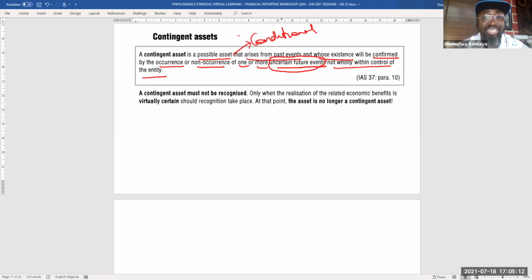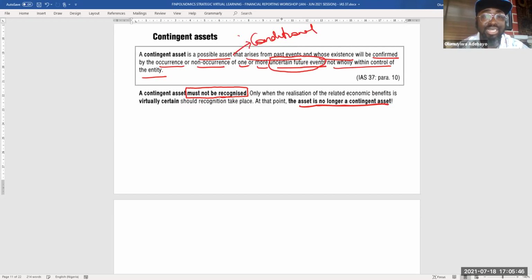And therefore, a contingent asset, like a contingent liability, will never be recognized because it is not an asset. Now, it is only when it is reasonably certain that economic benefit will flow from it that it converts to a full-fledged asset, which you can recognize. And at that point, it is considered that it's no longer a contingent asset, but an asset.